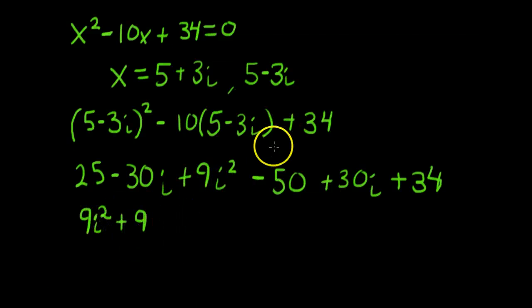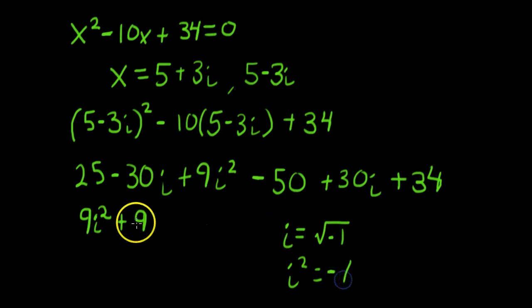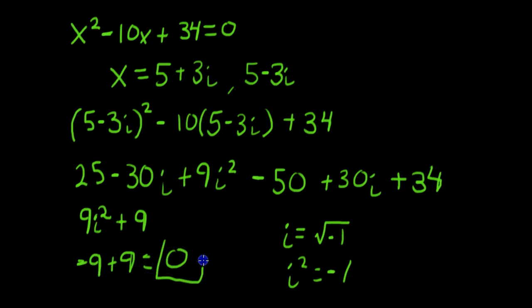Now remember that i equals the square root of negative 1, so i squared equals negative 1. That means 9 times i squared is the same thing as negative 9. So now we have negative 9 plus 9 equals 0. That shows that this solution is valid.